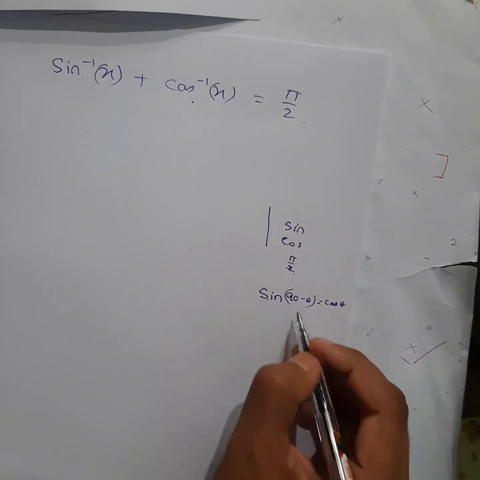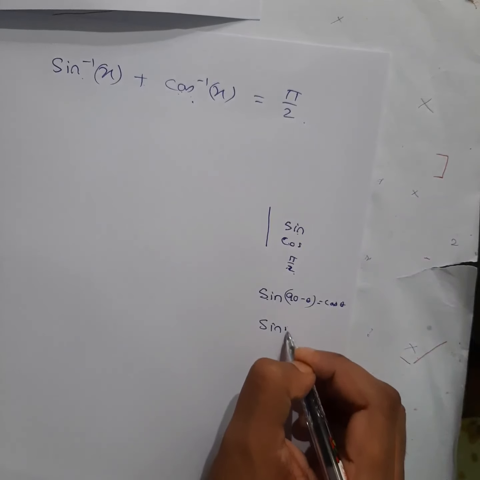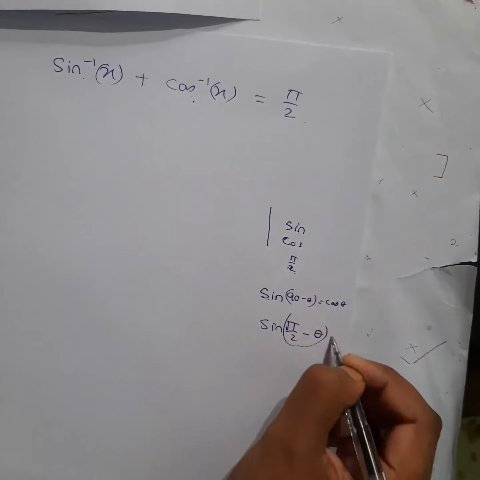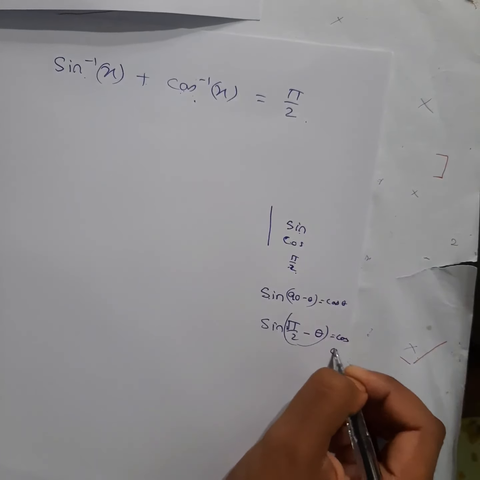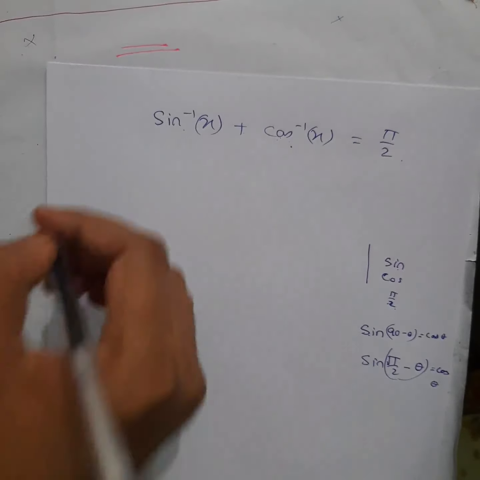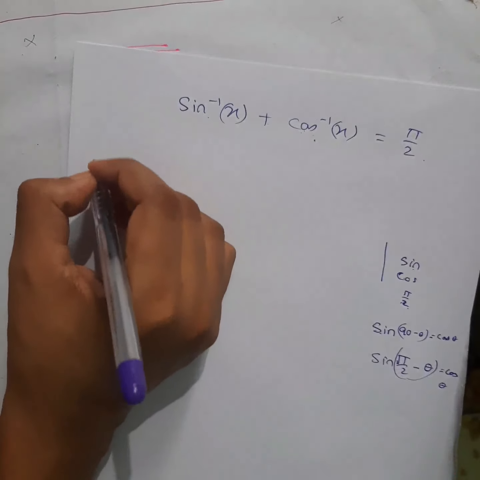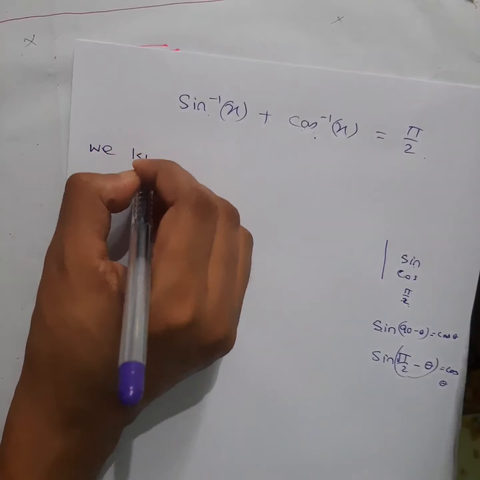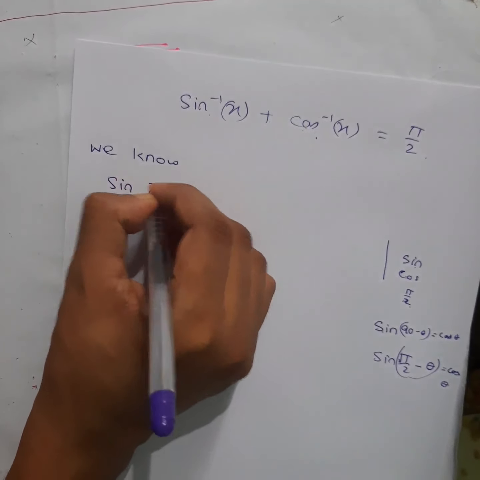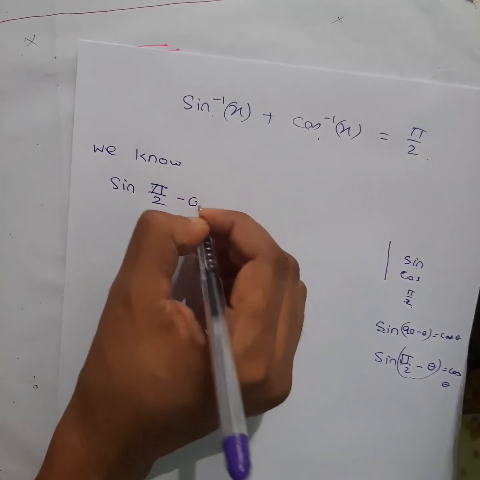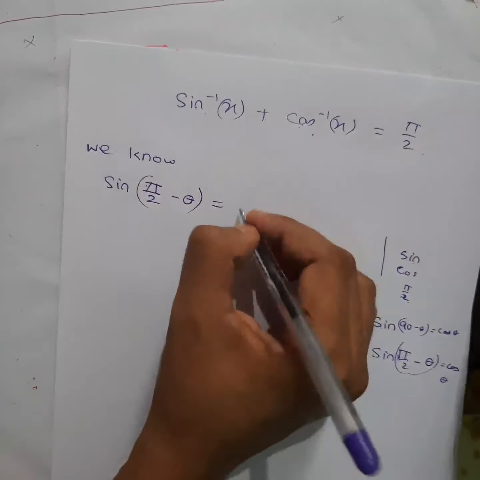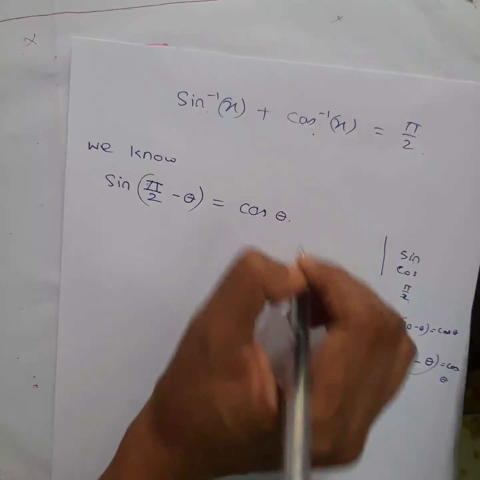Sine 90, that is pi by 2. Sine of pi by 2 minus theta is equal to cos theta. Remember? Let me write this down here. We know sine of pi by 2 minus theta, let me take theta only, is equal to cos theta.